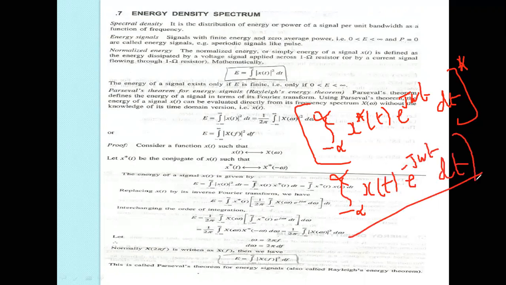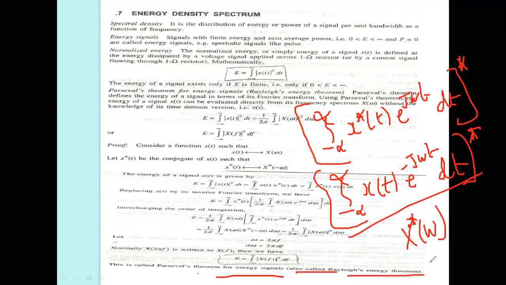So again, this function is X(ω) and X*(ω), so X(ω) X*(ω) is the squared magnitude of X(ω) dω. Omega is equal to 2πf, so dω is equal to 2π df. The 2π gets cancelled. Energy E is equal to the integral from minus infinity of the squared magnitude of X(f) df. This is called Parseval's theorem for energy signals, also called Rayleigh's energy theorem. Okay, my dear students.